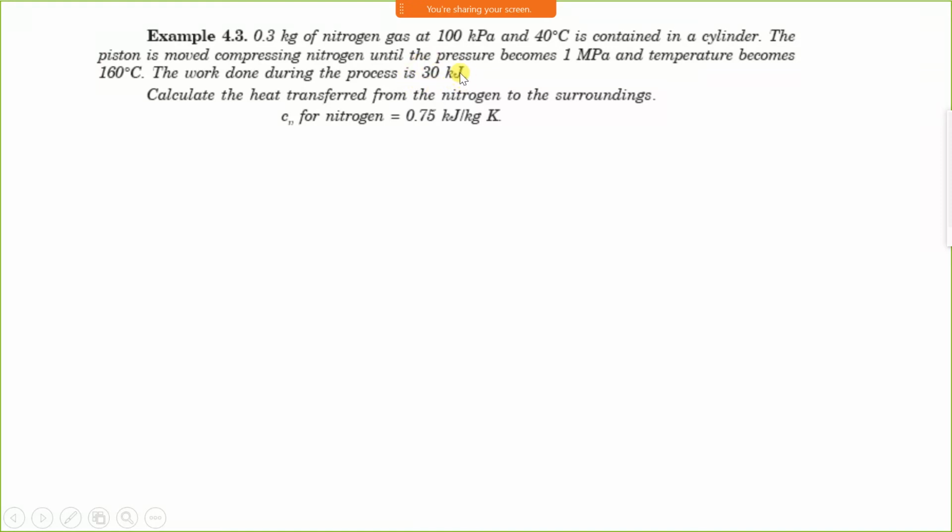Now work done is on the system. Work done by the system is not given. It is a compressor, and we require electricity to run the compressor. Therefore, electricity supplied to the compressor is 30 kilojoule, or the work supplied to the system is 30 kilojoule. Therefore, it is negative. Calculate heat transferred from the nitrogen to the surroundings. Specific heat of nitrogen is 0.75 kilojoule per kg Kelvin.